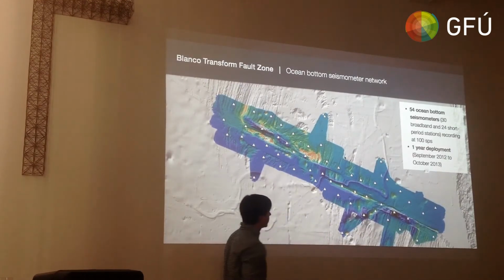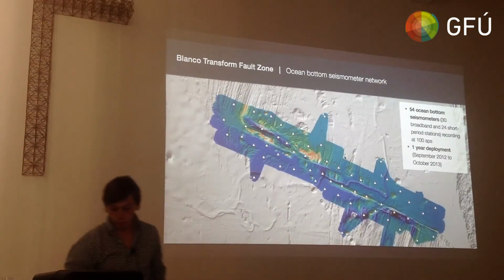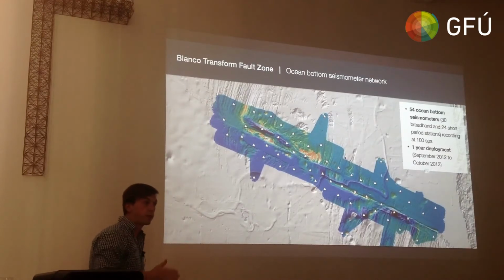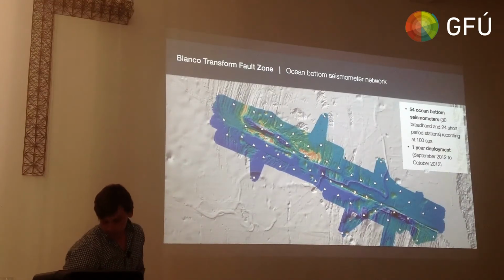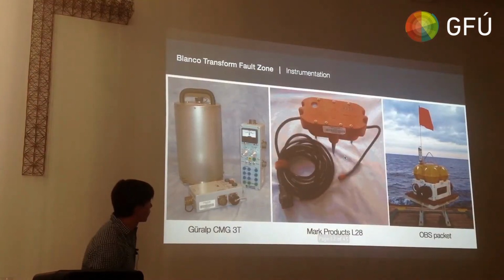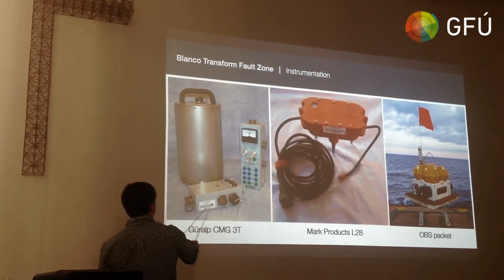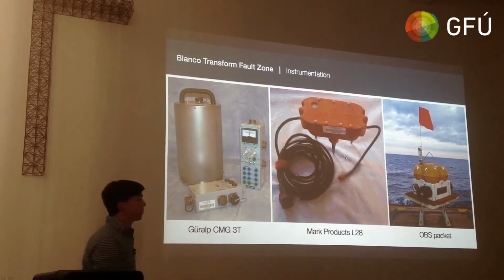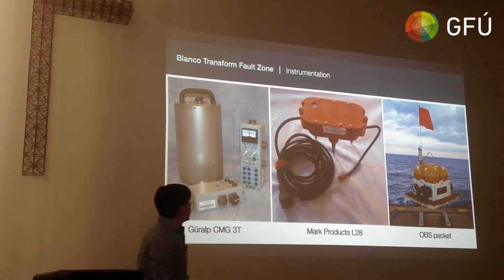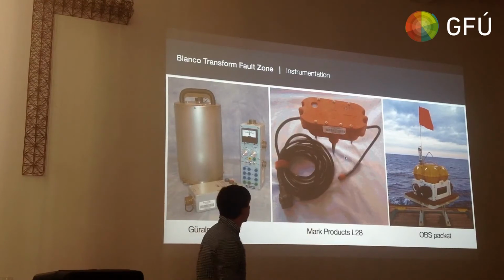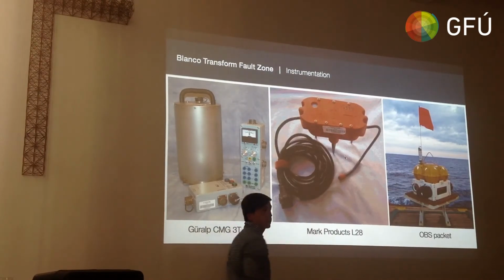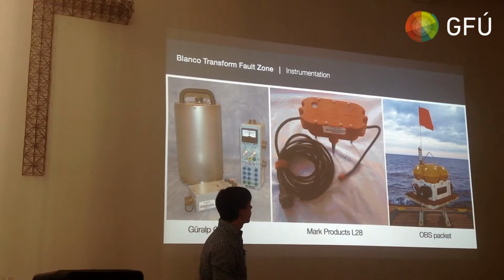That might be interesting from the point of view of waves that are actually traveling through the fault. So it collected quite a nice and big data set that I'll be talking about today. These are the instruments. The broadband instruments were Guralp CMG-3Ts with 120 seconds corner, and then we had Mark Products L28 as short period sensors with a 4.5 Hertz corner.